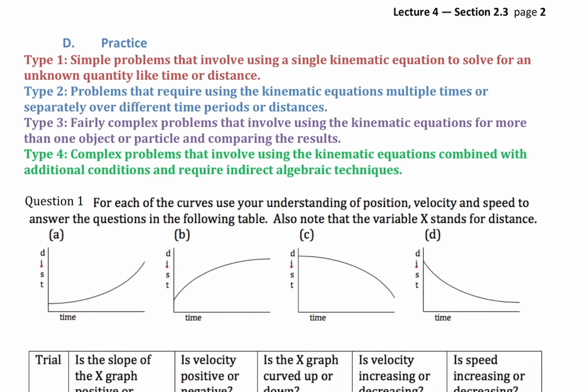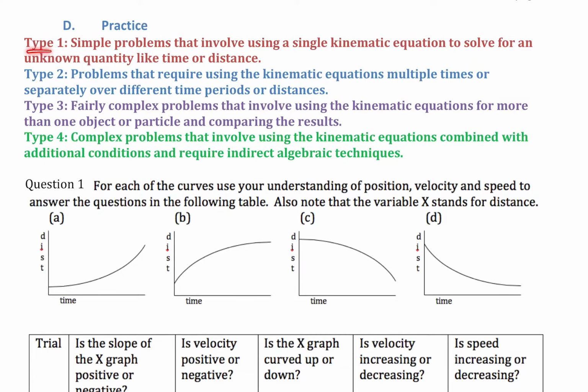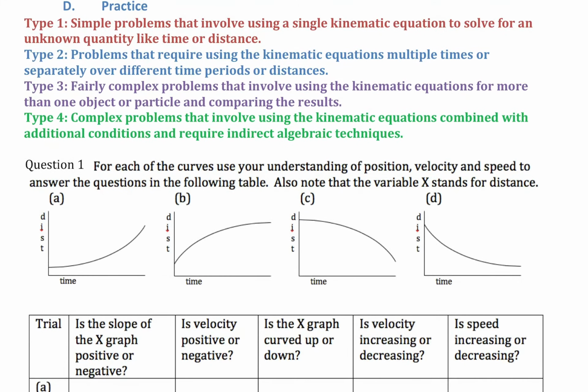We have 4 types of problems we're going to see. I'll define the types, and then we're going to do a concept question to get the ball rolling. First, simple problems, type 1, involve using a single kinematic equation to solve for an unknown quantity like time or distance. We should be using one of the equations, especially equations 1, 2, or 3, the special ones I numbered, and just plug and chug, solve for something. Done. Type 2 problems require using the kinematic equations multiple times or separately over time periods or distances. So there's a bit more work there. You have to actually do them multiple times. They're a more complex type of problem.